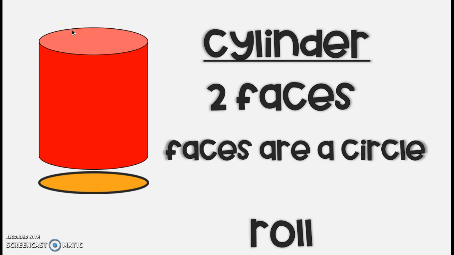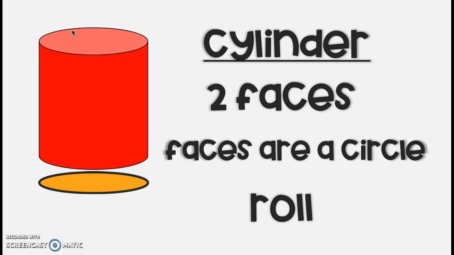And then finally, if I were to knock this cylinder over and hit it, it would roll all over the place. So we can know that something is a cylinder if it's a solid shape that has two faces, and the faces are a circle, and it can roll. That would definitely make it a cylinder. Let's talk about another solid shape.